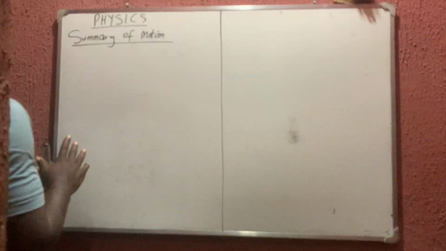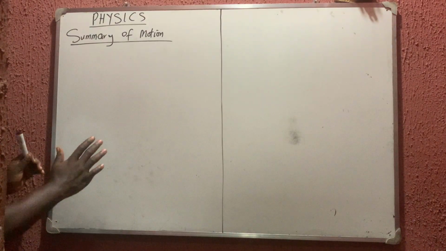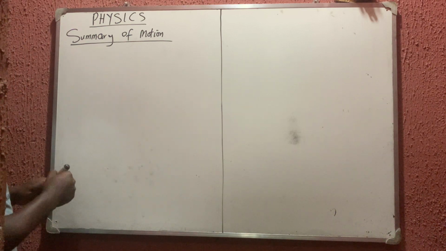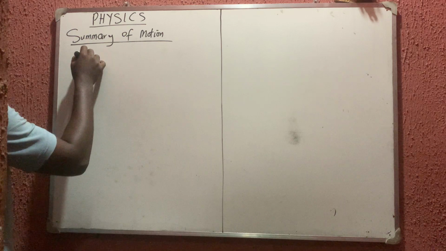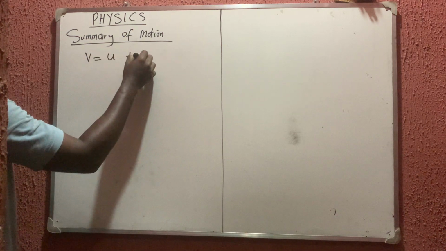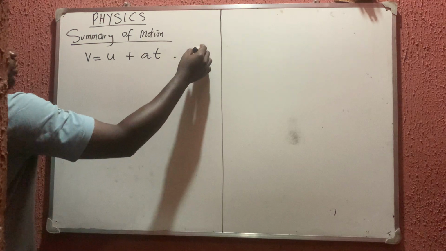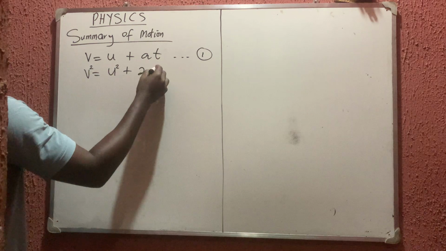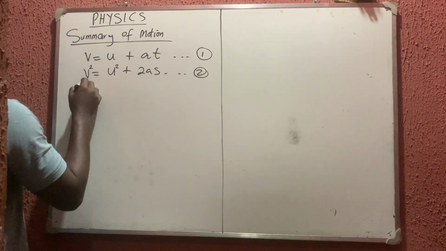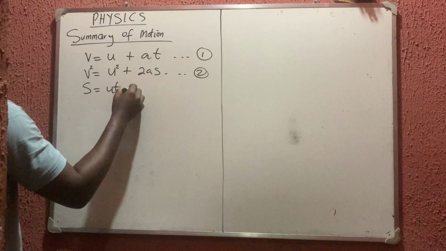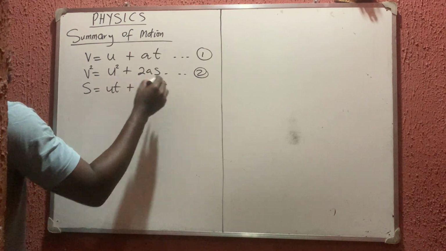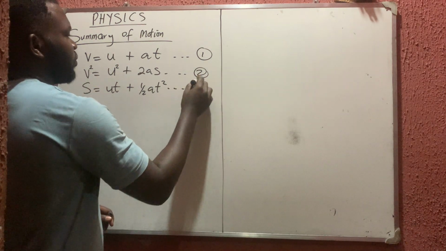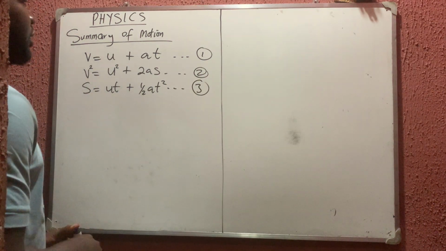Now, in motion, there are a few things you need to know. In fact, the only three things I need you to know in motion is the three equations of motion that say that V is equal to U plus AT, equation 1. Then V squared is equal to U squared plus 2AS, equation 2. Now, S is equal to what? UT plus half AT squared, equation 3.